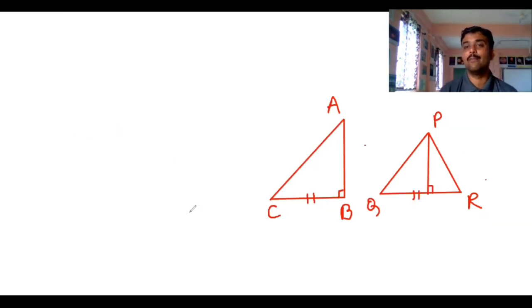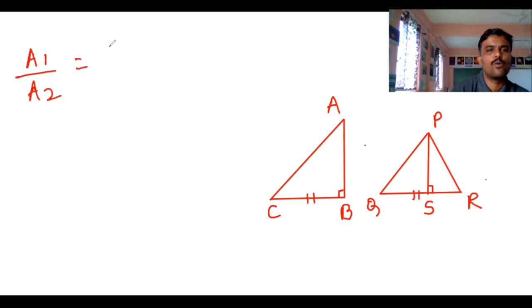Let's start the third remaining property. Dear student, observe those figures. In the first figure, triangle ABC is a right angle triangle, and in the right angle triangle, the height is AB and the base is BC. Look here, in triangle PQR, the base is QR and the height is PS. But the bases are equal. So I'm taking the first property: A1 upon A2 is equal to B1 into H1 divided by B2 into H2.